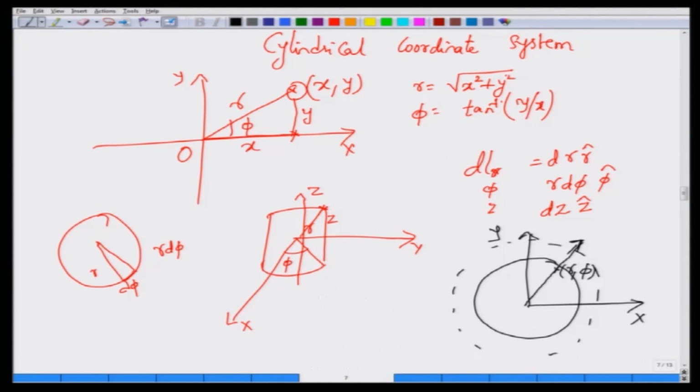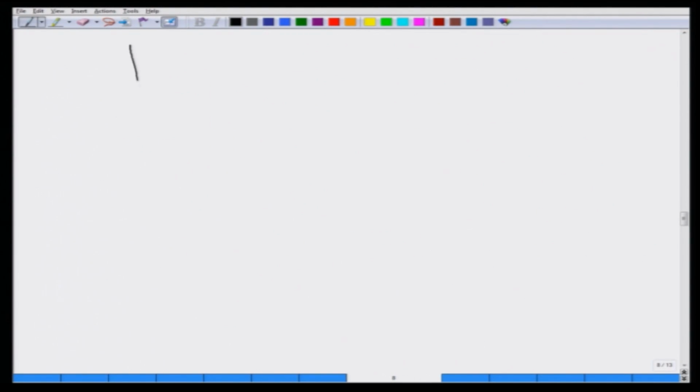In which direction will the unit vector for phi be located? First of all, we know that this is the angle phi measured with respect to the x axis. So, the unit vector must be in the direction of increasing phi. So, phi must be along this direction. So, you have r vector and phi vector. I can rewrite these vectors here in a slightly better way. So, I have the r unit vector and the phi unit vector here.